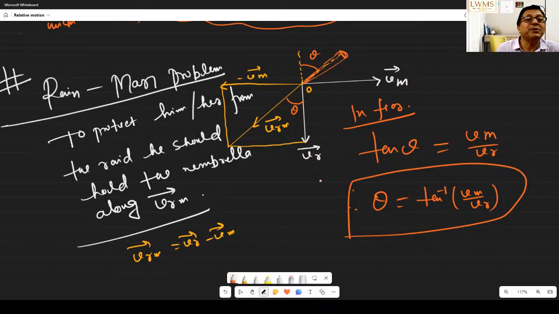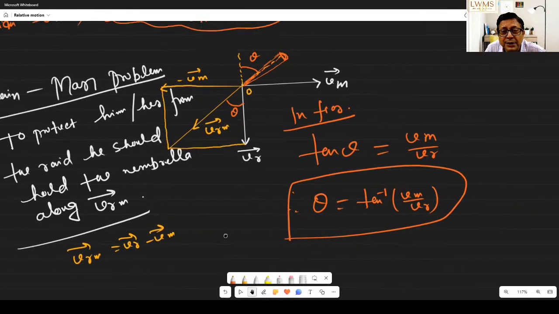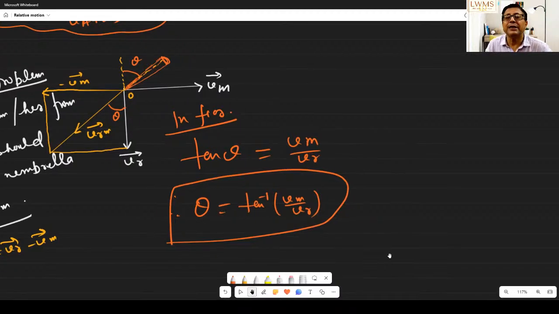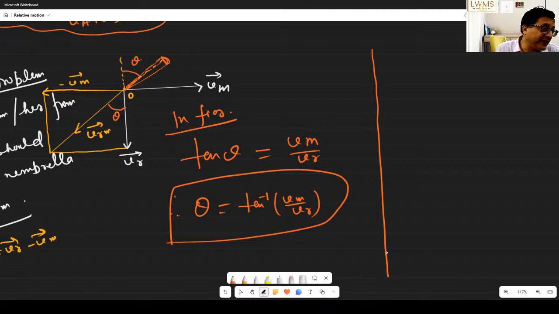This we are approaching the rain problem one way. There is another way definitely. That method also I am writing. Then I will show you one numerical example. Then the concept is clear. Let us do this thing by using vector. This is also vector, that is also vector.